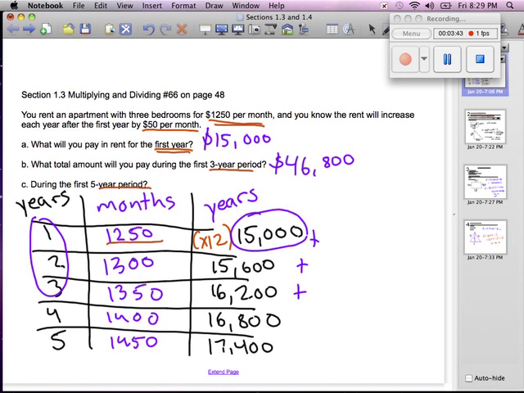And C, during the first 5-year period. Well, that's all of the years here in our table. We're going to add these all together, and we do that, and we get 81,000. What else do we have here?